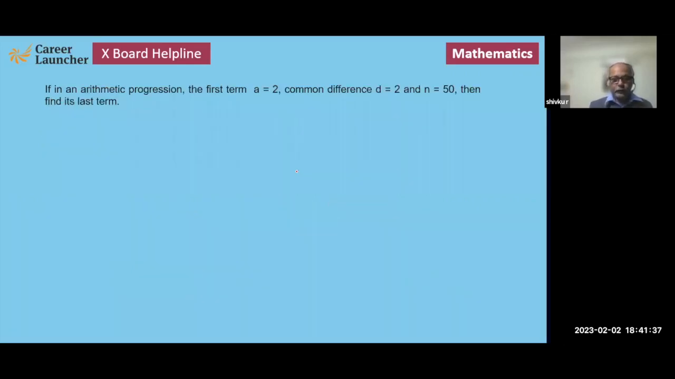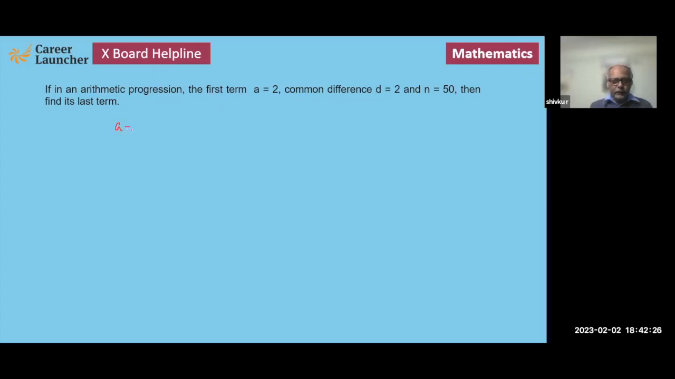Okay, we'll move to the next question. This question says, if in an arithmetic progression the first term a is equal to 2, common difference d is equal to 2, and the number of terms n is equal to 50, then find its last term. So this is a fairly simple question.